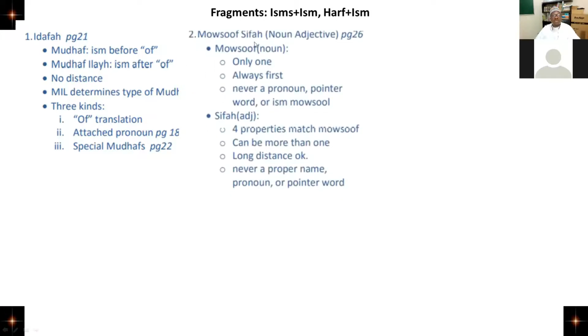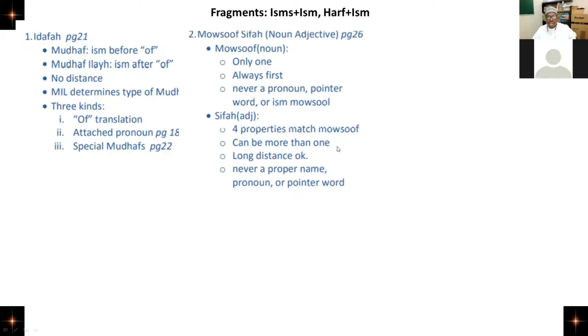Okay. Mawsuf sifa is the second type of fragment, and it has 2 parts. The mawsuf is always the word that is only one and is always at the beginning, and is never a pronoun, a pointer word, or an ismul mawsul. Mawsuf will always be one word, and it comes before the sifa. It is never a pronoun or a pointer or ismul mawsul. Okay, but the sifa would always follow the mawsuf in 4 properties.